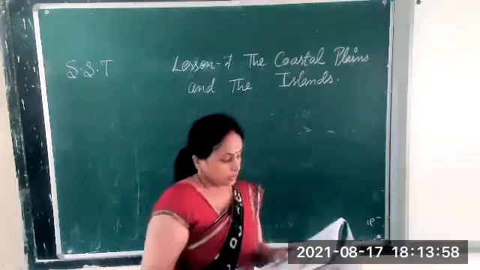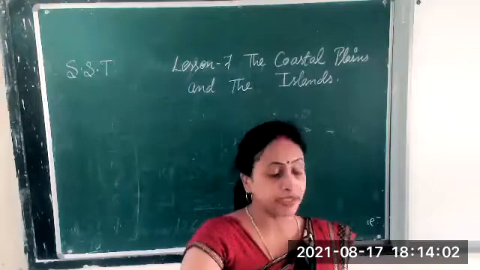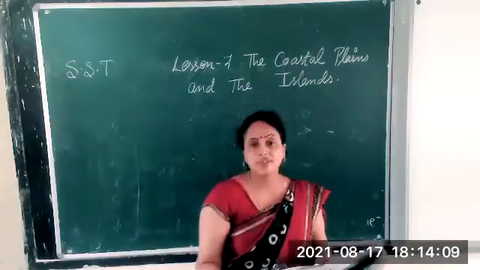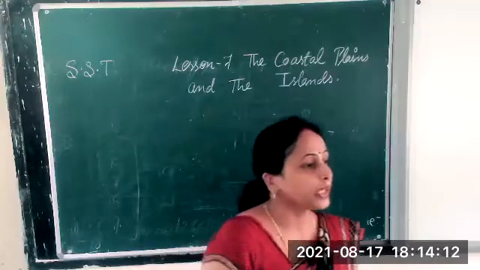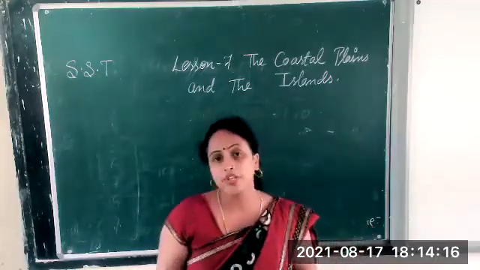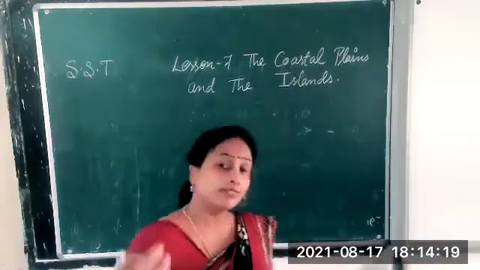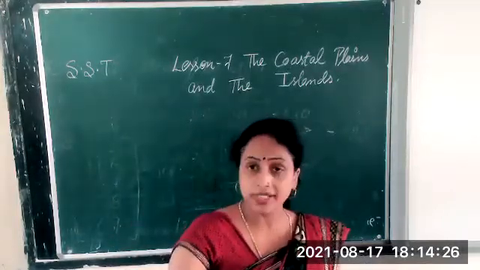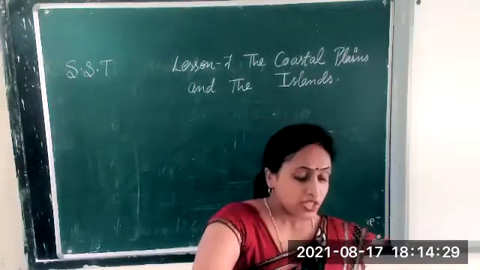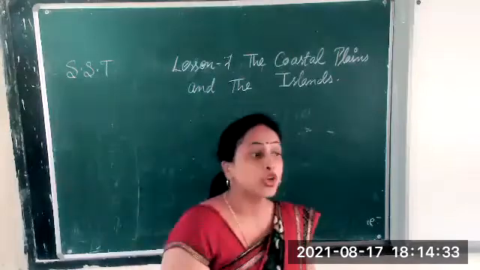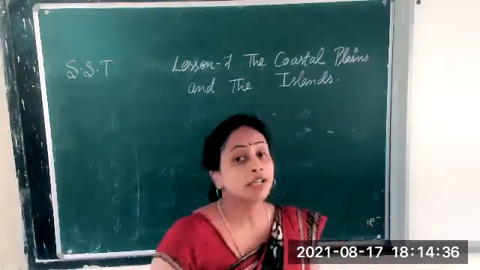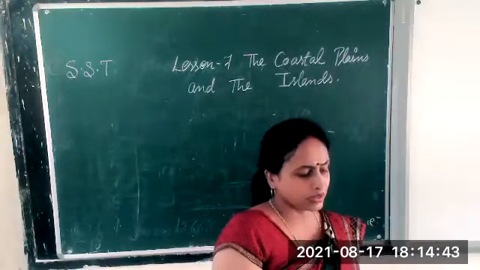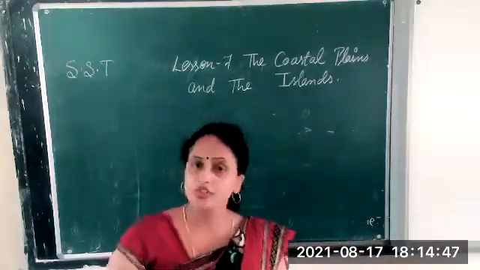Already we have discussed the life in the coastal plains. Now we'll revise which type of occupation the people follow in the coastal areas. What are the occupations of the people living in the coastal region? Farming, doing agricultural works, fishing, salt making, mining, dairy farming. These are the occupations of the people to earn their livelihood.